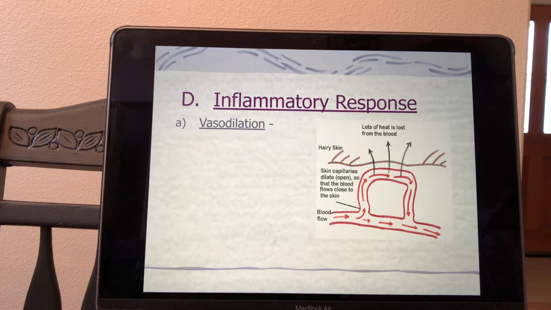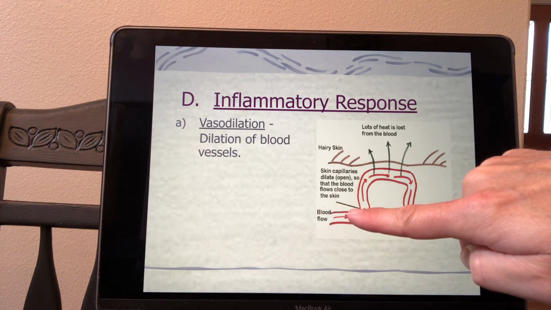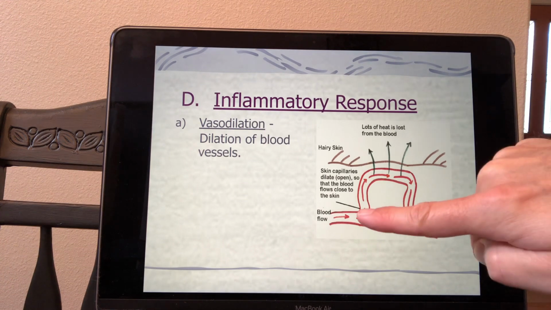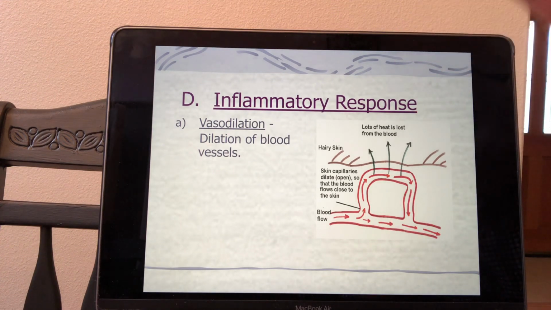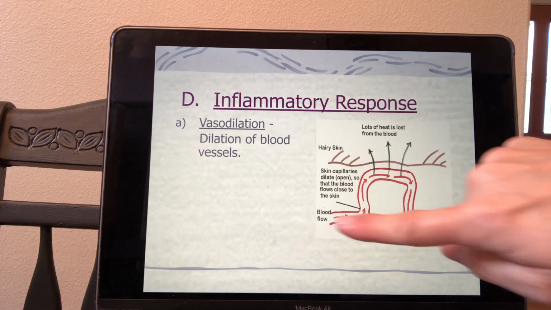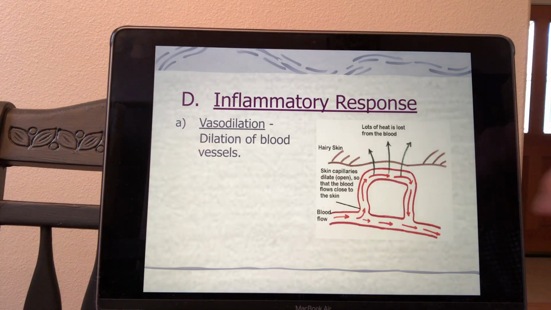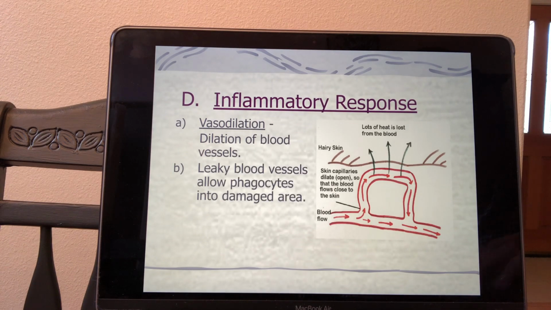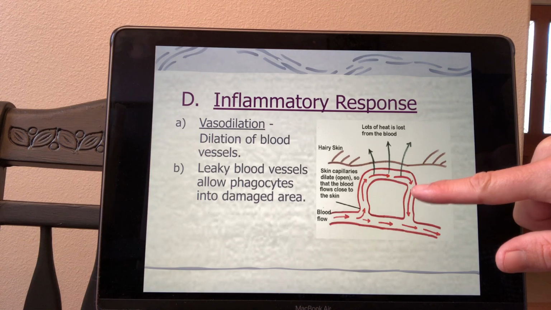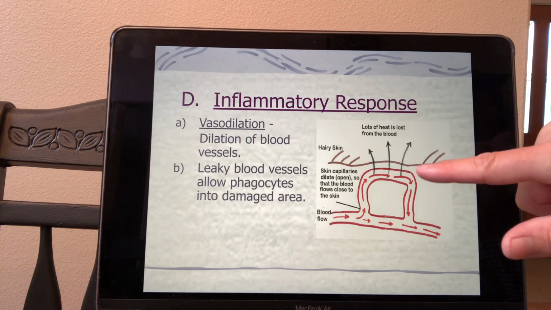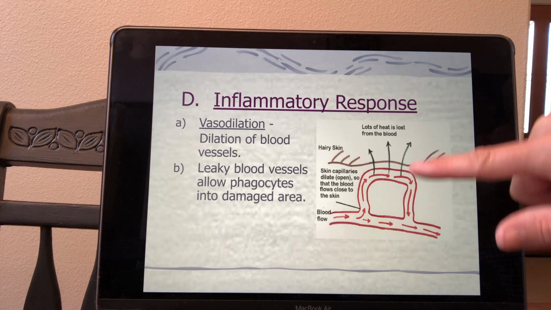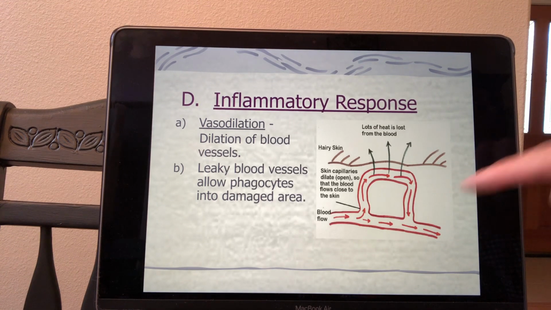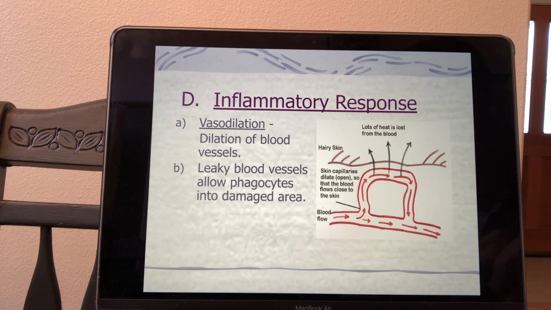First and foremost, it will cause your blood vessels to undergo vasodilation. Vasodilation is when your blood vessels that normally are very small and only allow a little bit of blood flow dilate and get really, really big. When this happens, it causes a heck of a lot more blood to flow into the damaged area. And when that blood comes in, it also brings in a lot of heat because blood carries heat. These leaky blood vessels will now start flowing into the damaged area and will call in phagocyte white blood cells, which immediately are looking for pathogens involved in the damaged area.